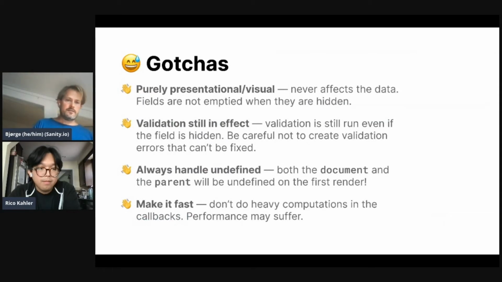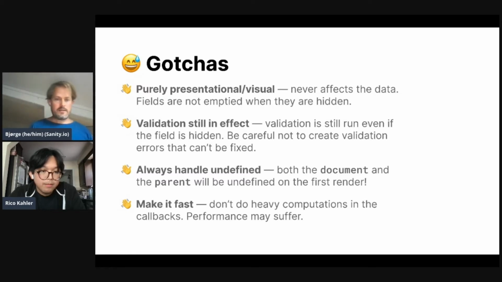So there's a number of gotchas. These are useful to be aware of. Again, it's a purely presentational, visual thing. It doesn't affect the data. So if you're building a front end, always make sure you can't only check whether the value is present. You also need to consider whether the condition is met if you're branching off and showing a different view.